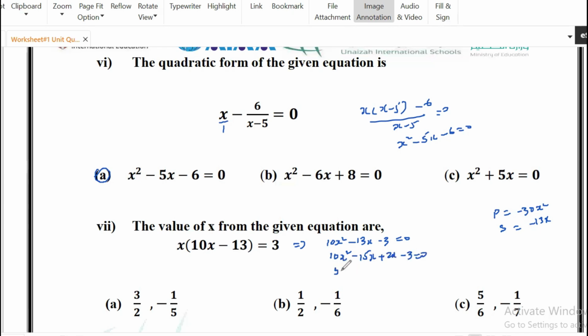Here we have 5x common, that means 2x minus 3, and here we have nothing common, so we'll take 1 as common. That means 2x minus 3. So we have these answers: 2x is equal to 3, x is equal to 3 over 2, and the other answer 5x is equal to minus 1, so x is equal to minus 1 over 5. So x equals minus 1 over 5 and 3 over 2. That is our first option, that is the correct option. I hope it is clear.